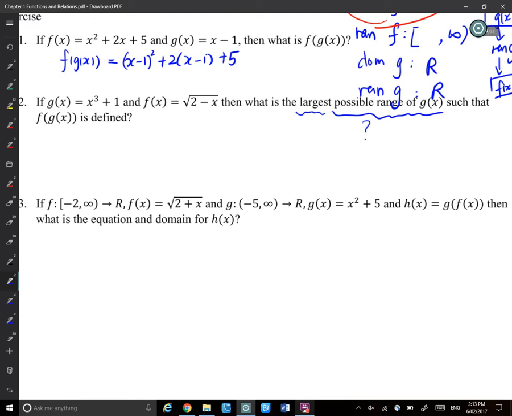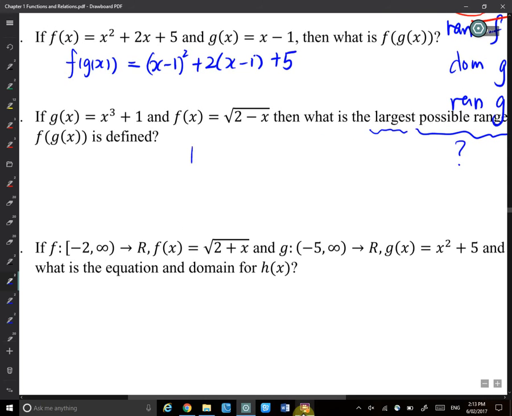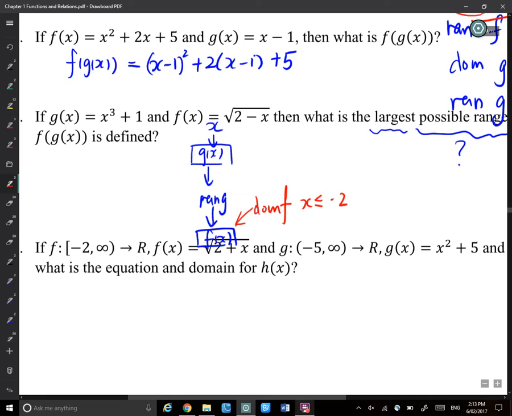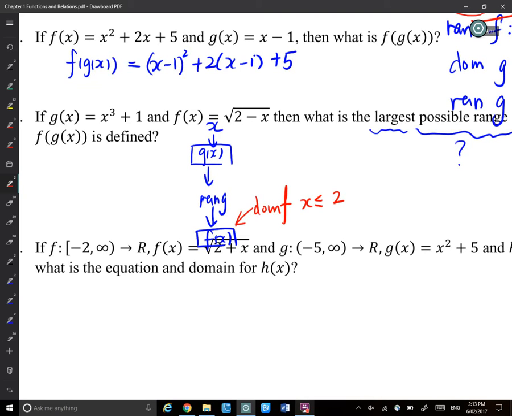So why is the range of g important? We put some x into g, and we have the range of g, and the range of g will go into f(x) now. But now I have restrictions for f(x), the domain of f. What's the domain of f? It's a square root function, the square root of 2 minus x. My x needs to be smaller than or equal to 2, because 2 minus x needs to be greater than or equal to 0.